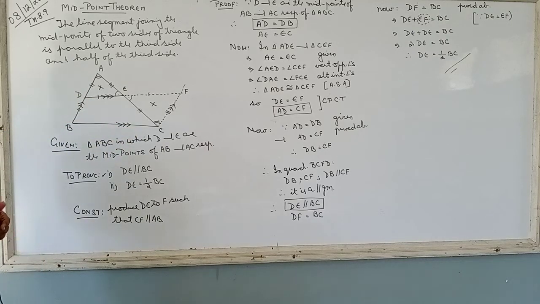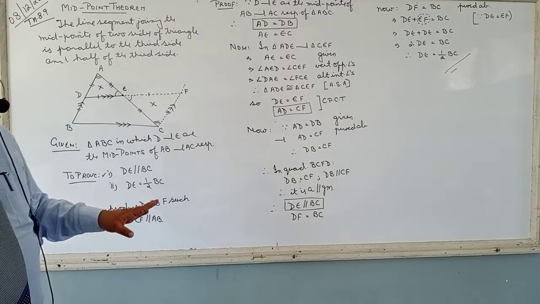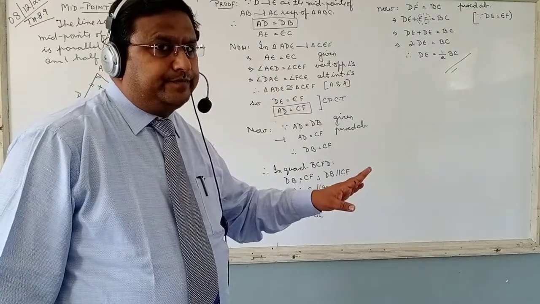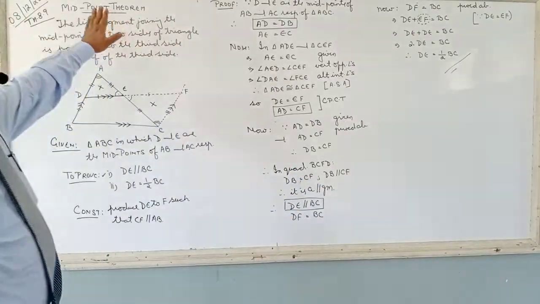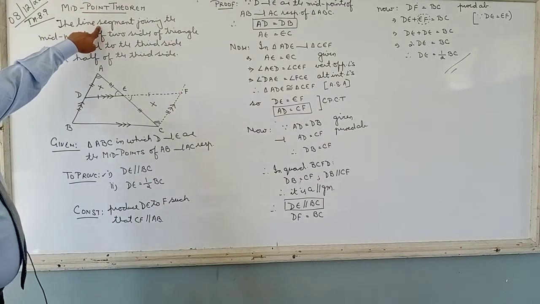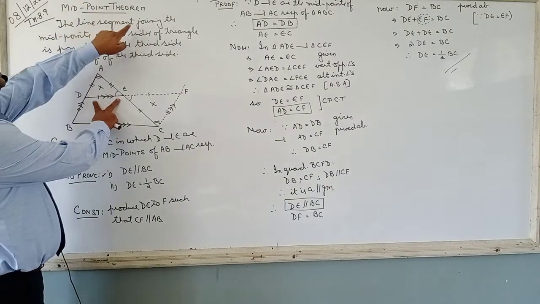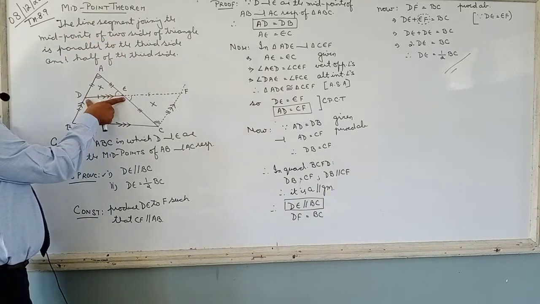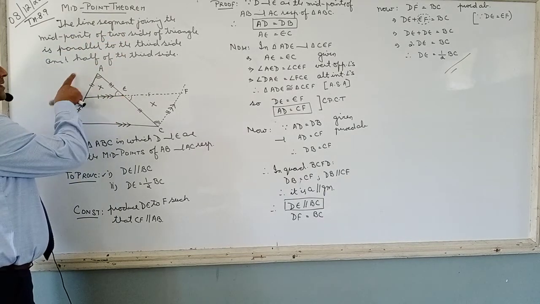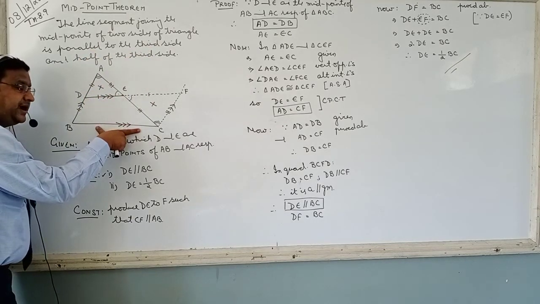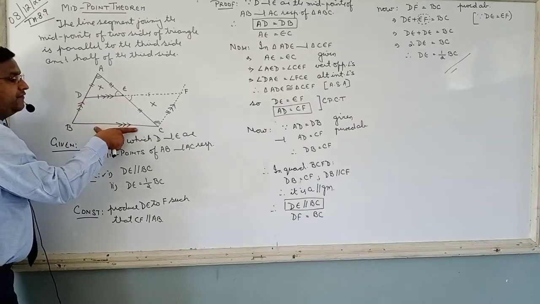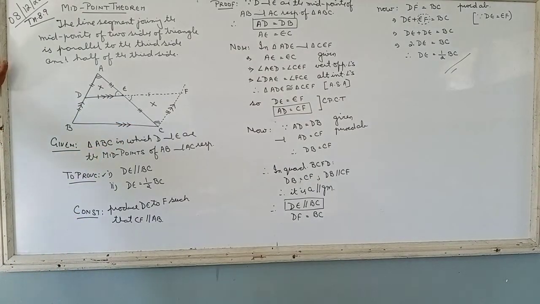Very important theorem, very important topic for class 9th as well as for class 10th. Clear? And your entire exercise 8.2 is based on this theorem. It says that the line segment DE, joining the midpoints of two sides, D and E were the points joining midpoints of the two sides AB and AC, is parallel to the third side. This DE is parallel to the third side and this DE is half of the third side. Clear? So this is very, very important.